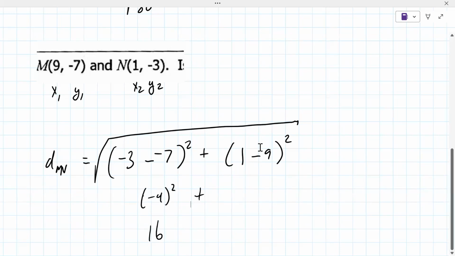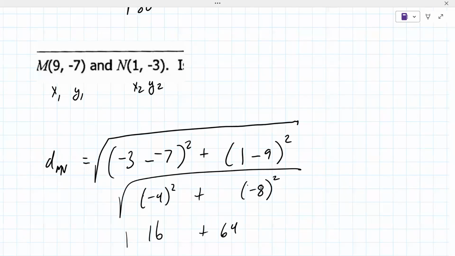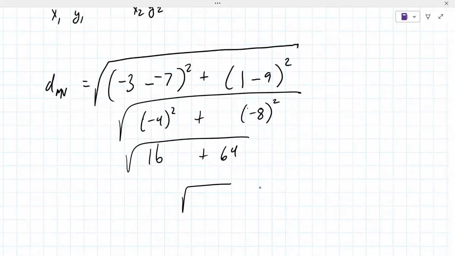How about the next one? When you square it, because you're multiplying, I'm trying to think if it's negative 8 or just 8. Is it negative 8? It is, because it's really like a minus 9 here, negative 9. But when you square it, you get 64. So this becomes the square root of 80.